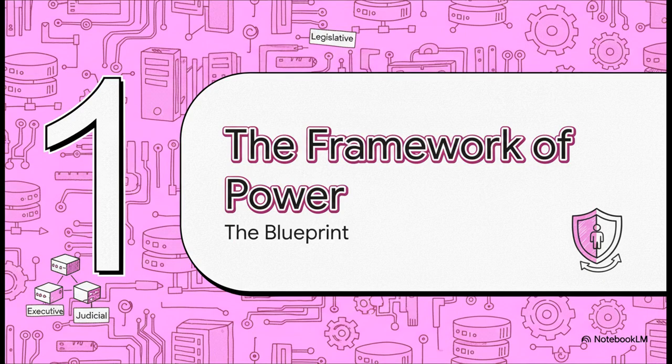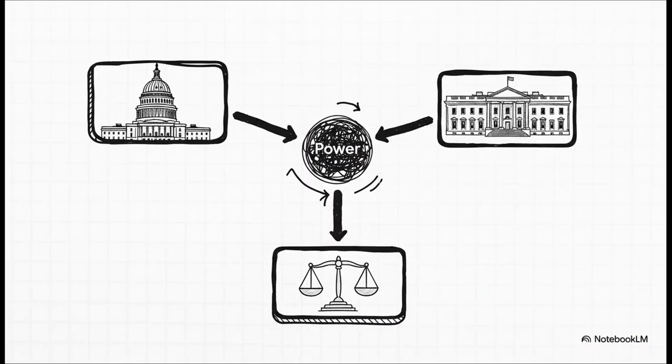First up, the blueprint. To understand how this whole system works, we gotta start with its three core components. The entire structure is built on these three distinct branches. You've got the legislative branch, that's Congress, and their job is to write the laws. Then the executive branch, headed by the president, puts those laws into action. And finally, the judicial branch, the courts, gets to decide what those laws actually mean. It's a design meant to spread power out, so no single part becomes too dominant.